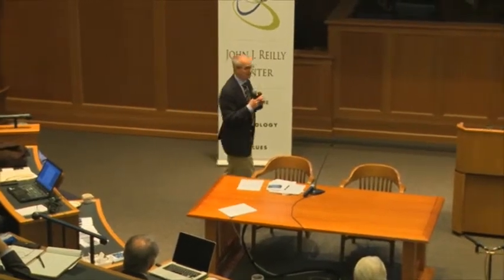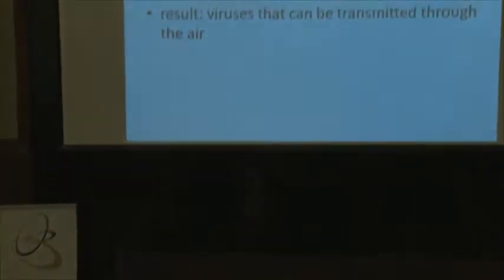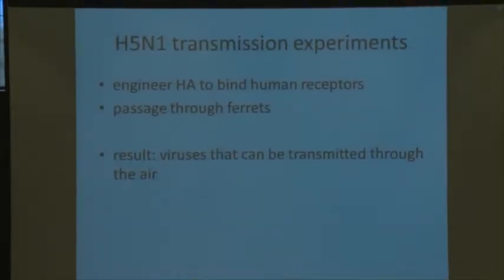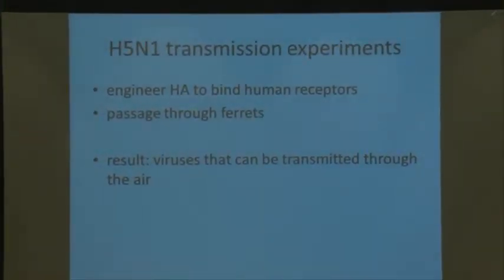Others argued that nature hasn't had the chance yet to try all the different mutational combinations that might allow for spread. And so a couple of laboratories decided to test this experimentally. They did a simple experiment. They took the main molecule on the surface of the virus that allows the virus to interact with the cell, called hemagglutinin, and they engineered it to be able to bind to receptors on human cells.